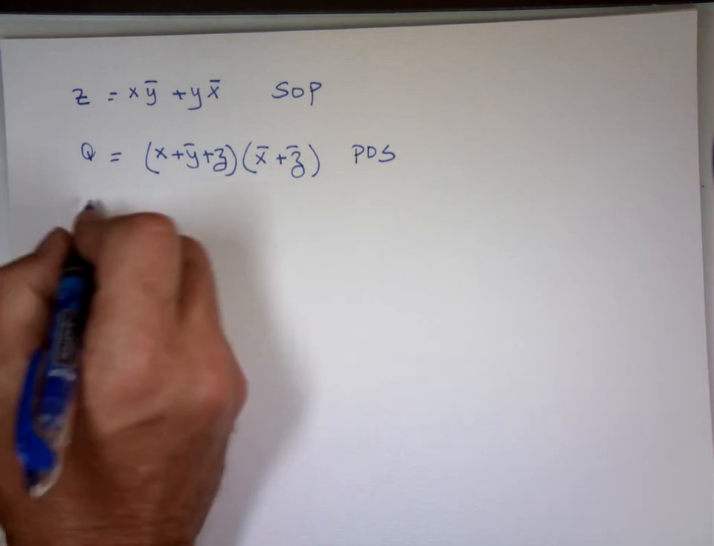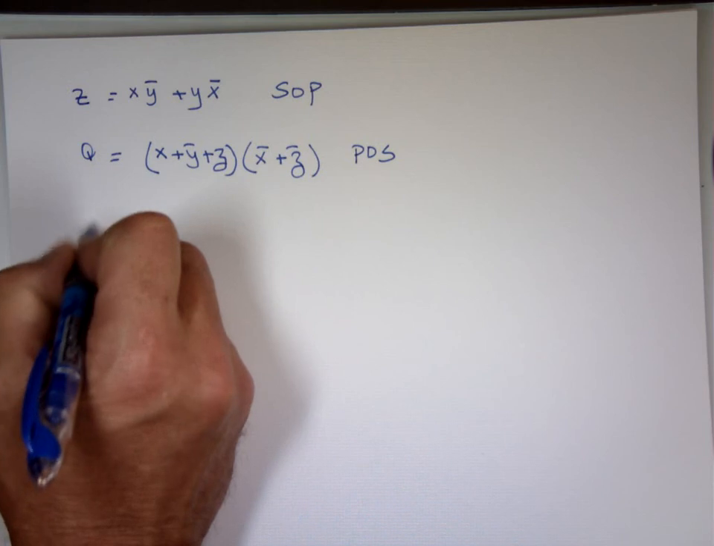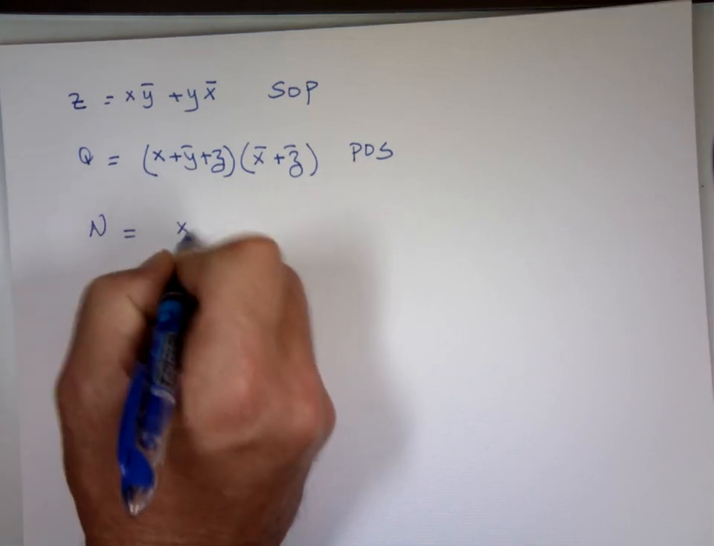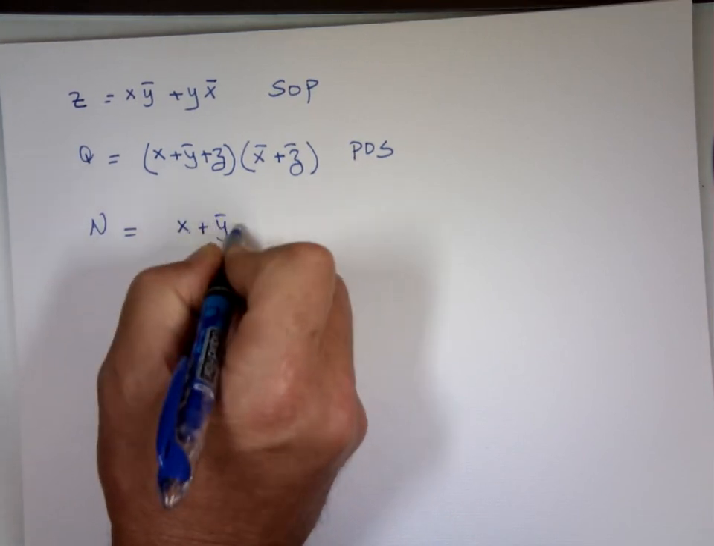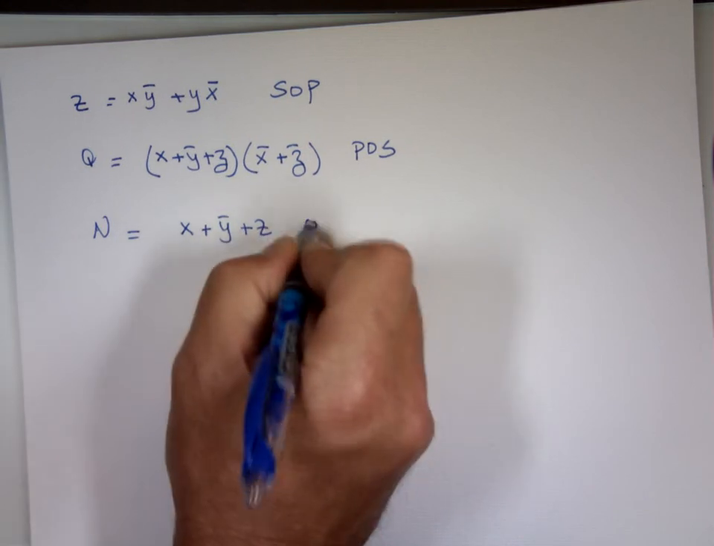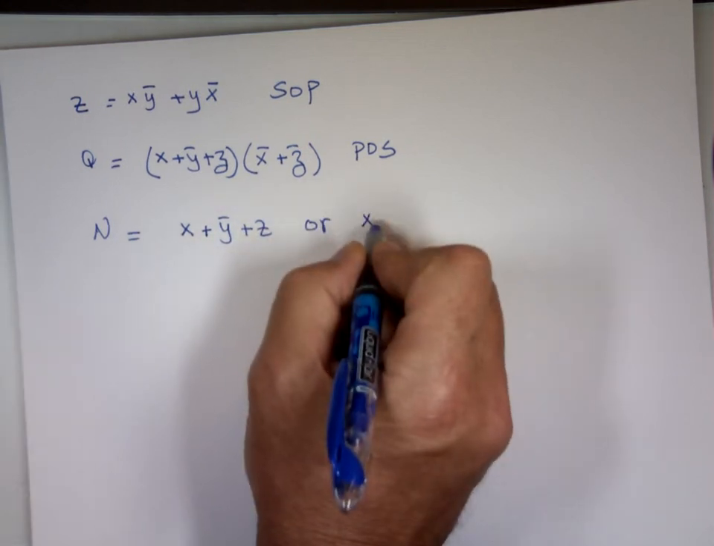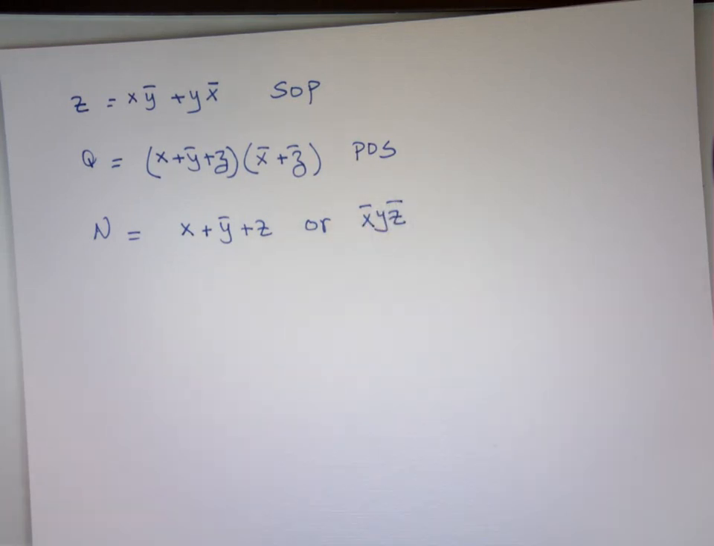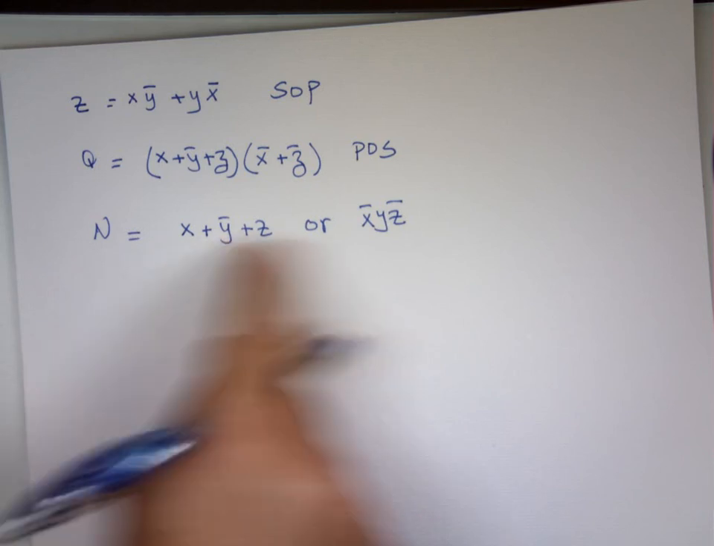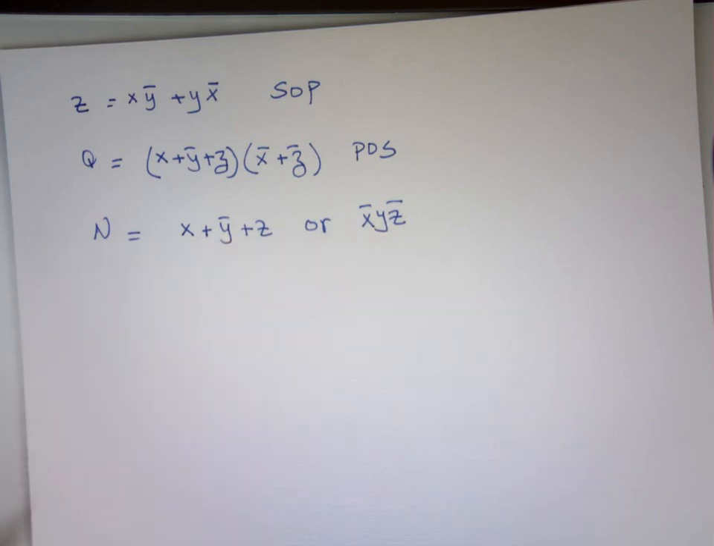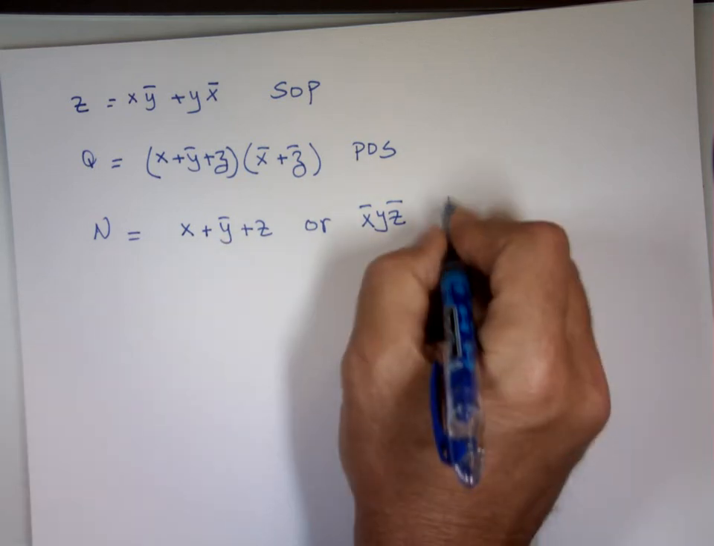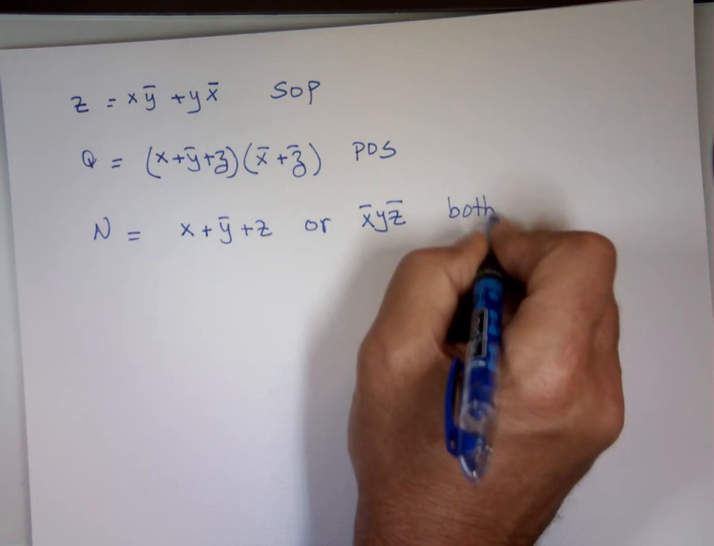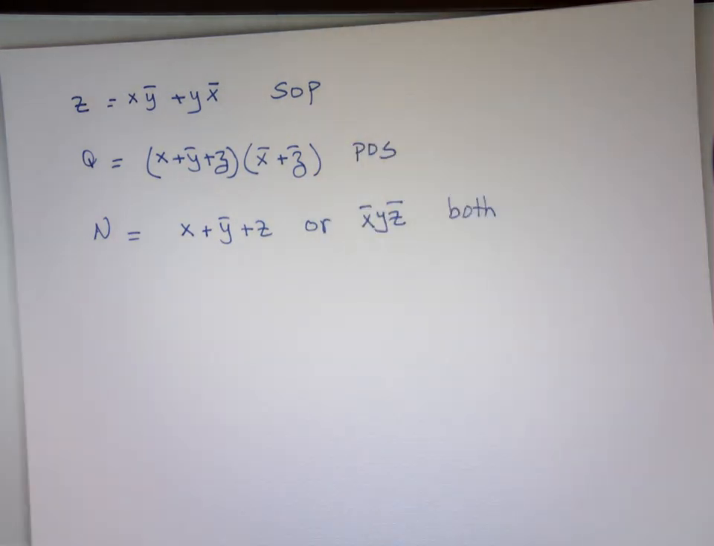What about if you have this? X plus y bar plus z, or x bar y z bar. What is this? Is that sum of product or product of sum? These actually belong to both of them. You can look at it as product of sum or sum of product.